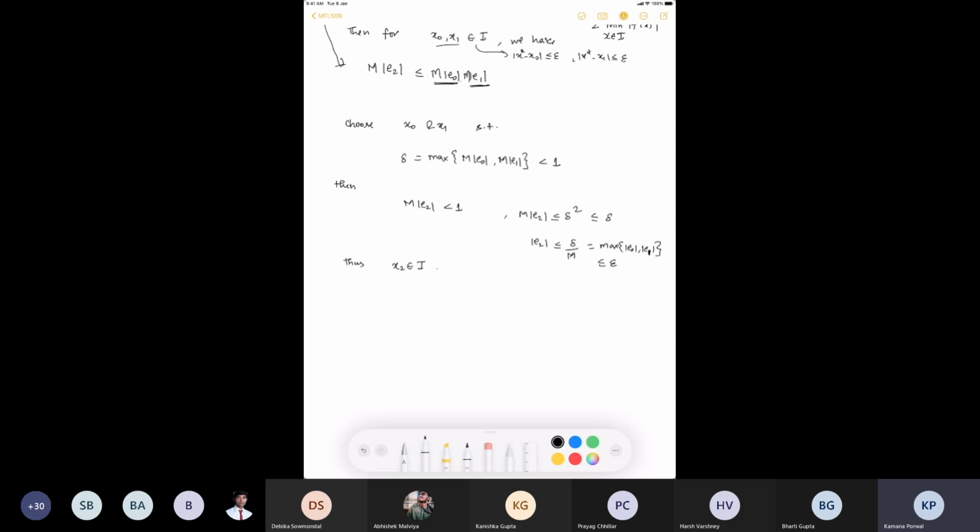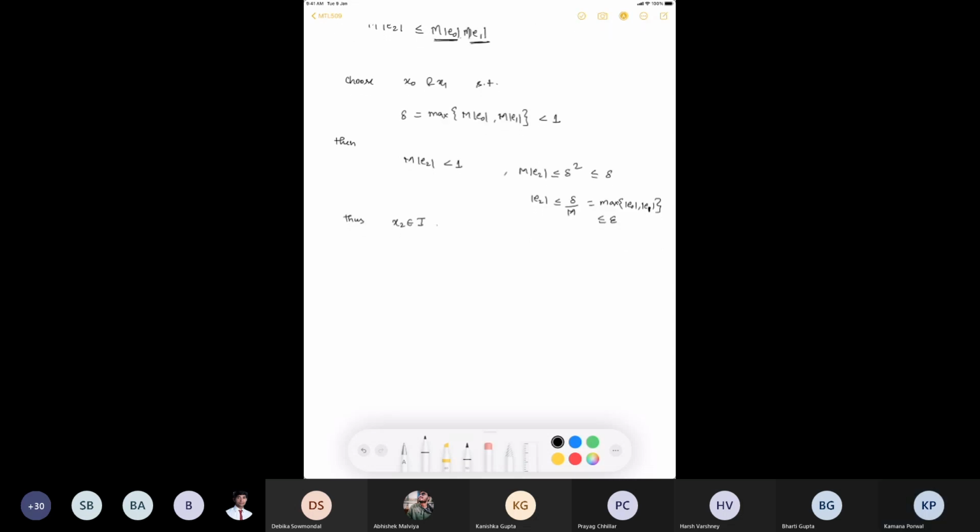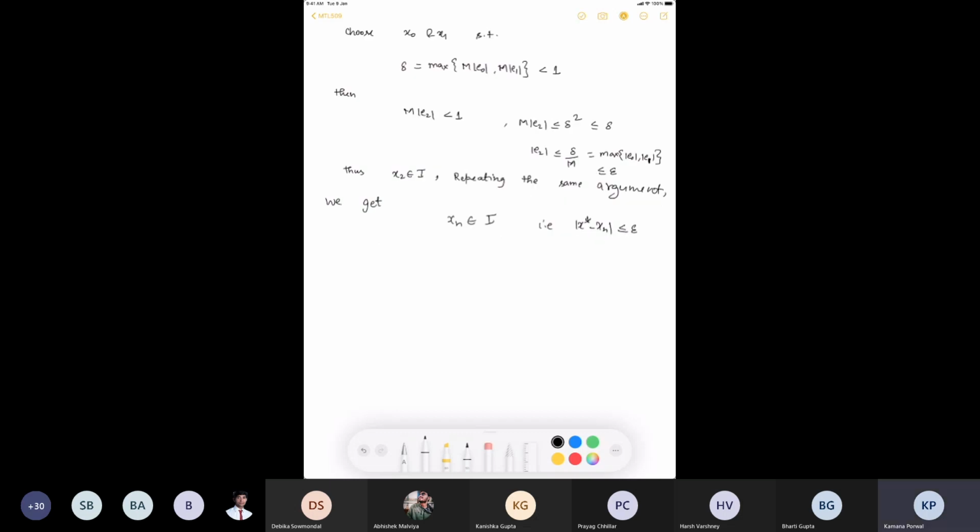And if you apply this argument repeatedly, we get that all the xi's will belong to the interval I. That is, we have that mod of x star minus xn is less than or equal to epsilon for all n. Okay.